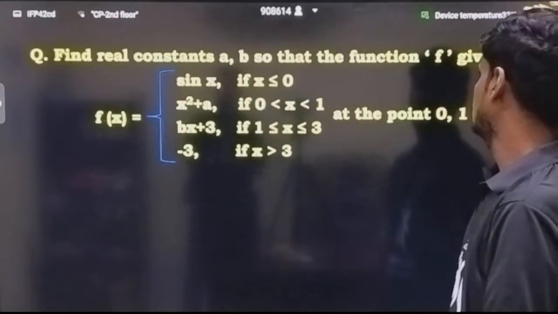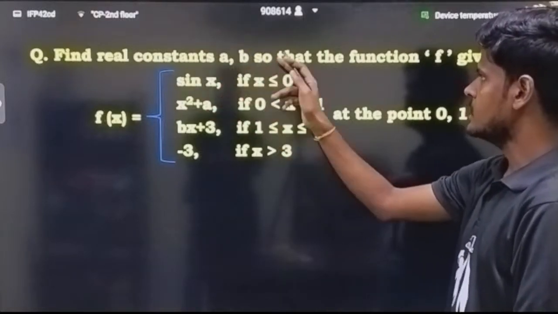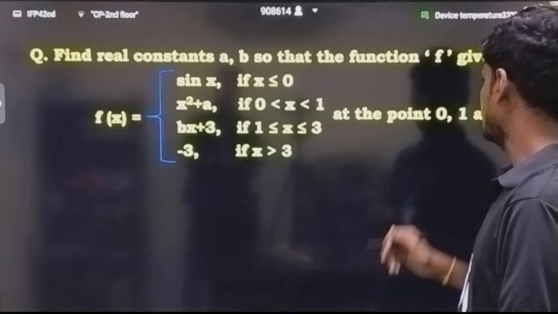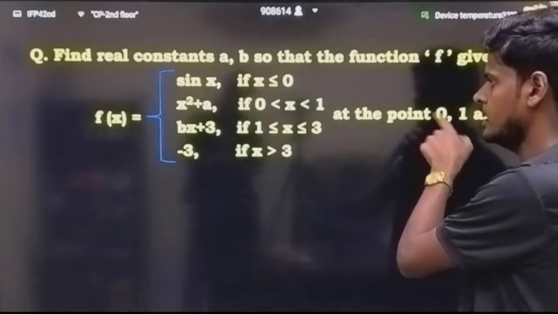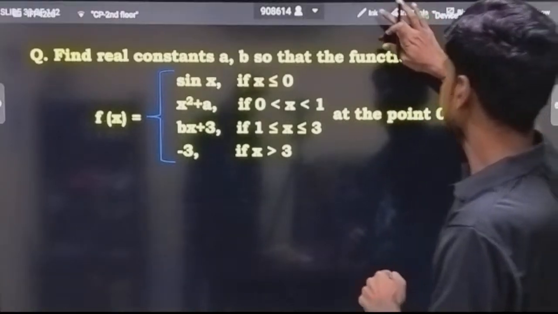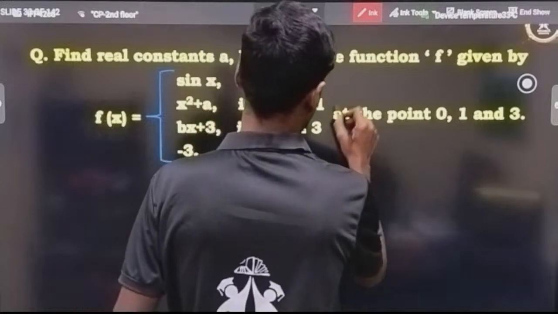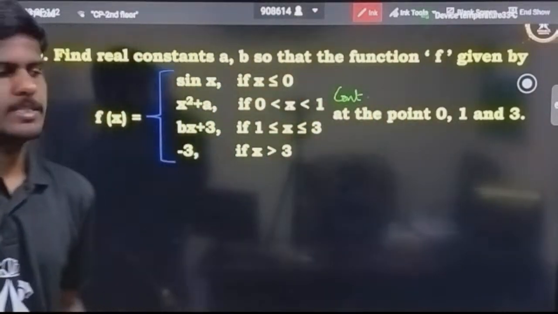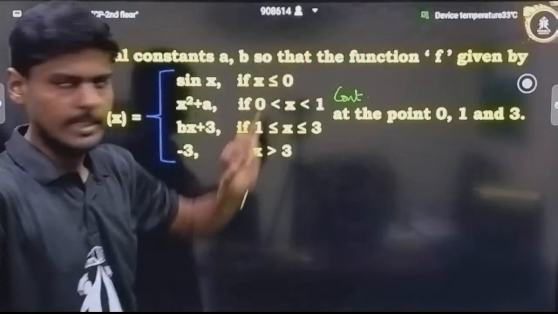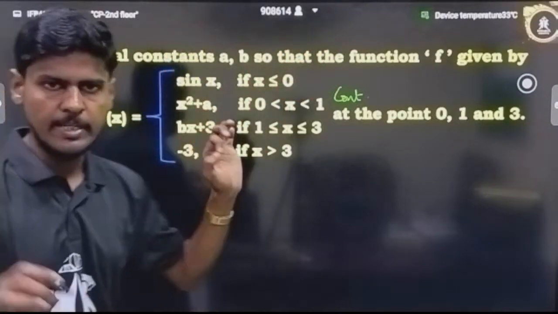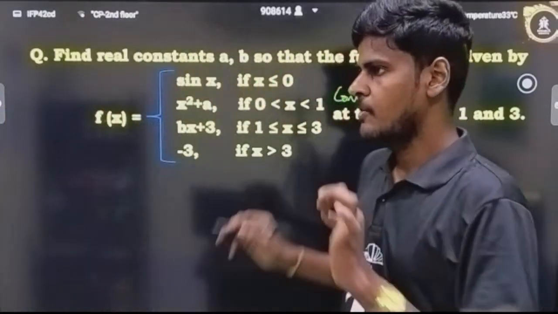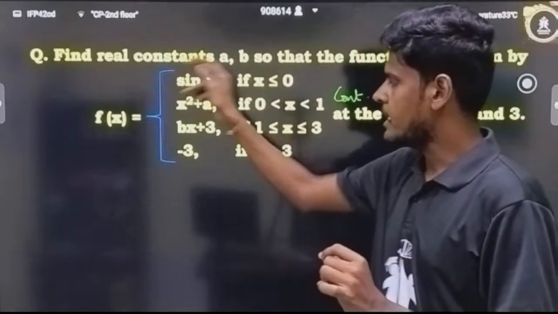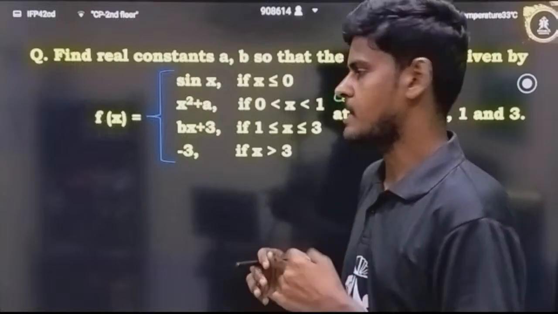Okay, last question. Find the constants a, b so that the function given by this is continuous at the points 0, 1, 3. It is continuous at these points. Very easy question. We can solve in less than 1 minute actually. What is the observation here? When we have to find the constant, this is another type of question that can be expected.